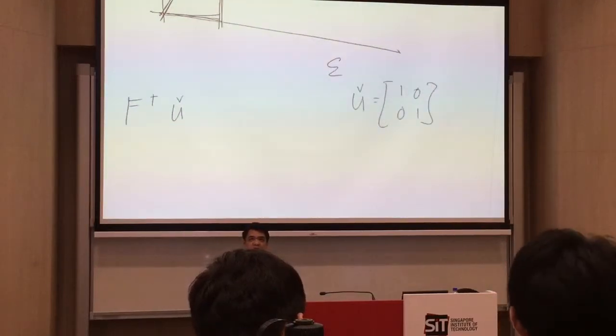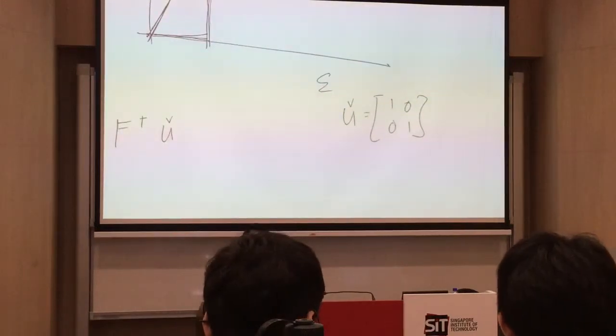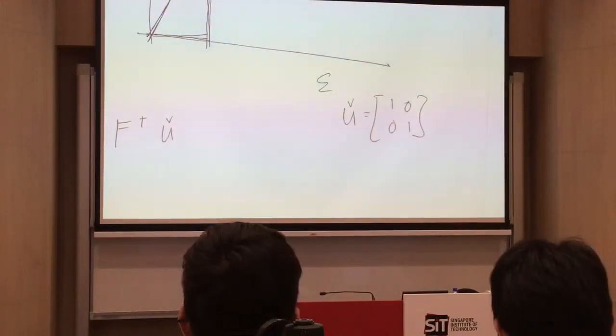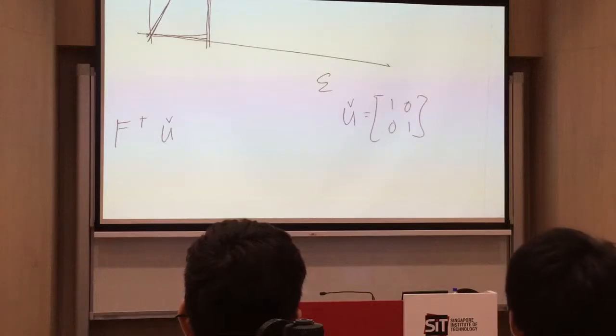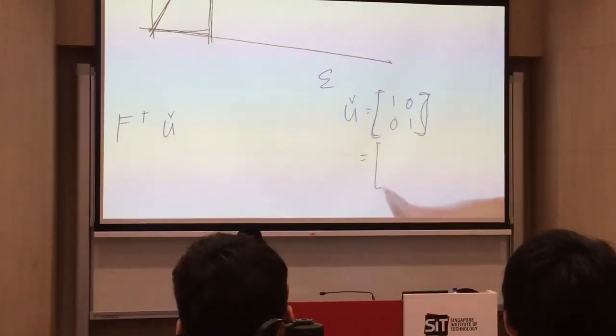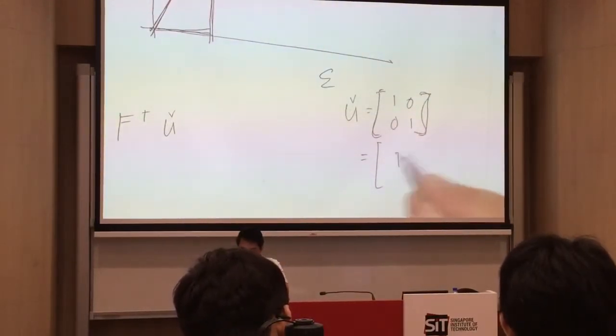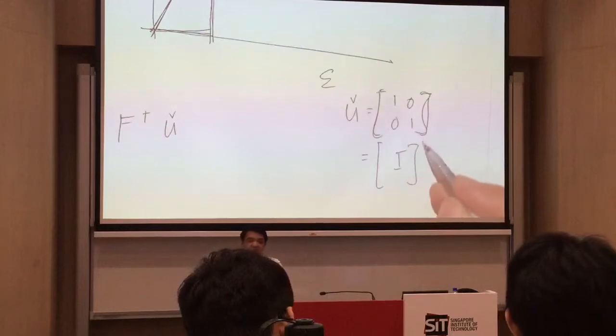So have a look at this one here. Your virtual displacement is just an identity matrix, and what is the size of your identity matrix? This will be dependent on the number of nodes per element. So in this case, you have your identity matrix to be 2 by 2.